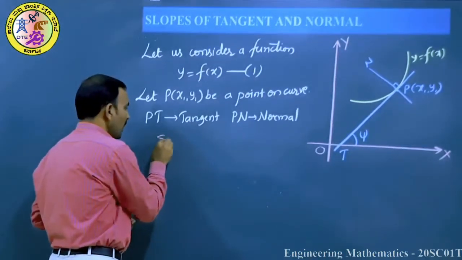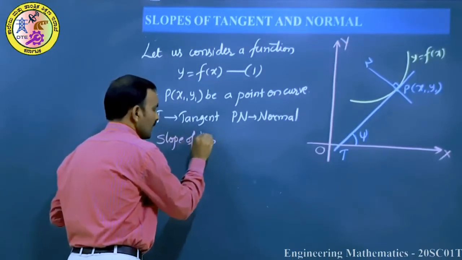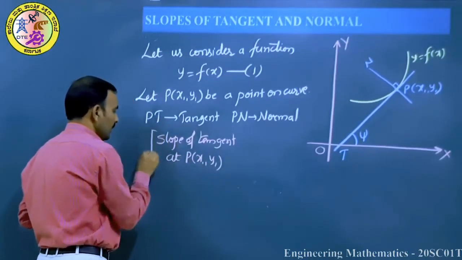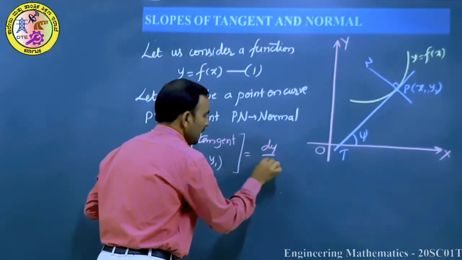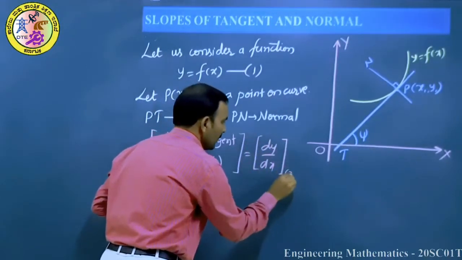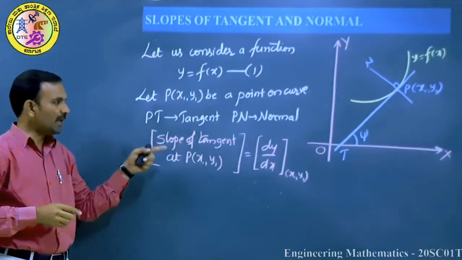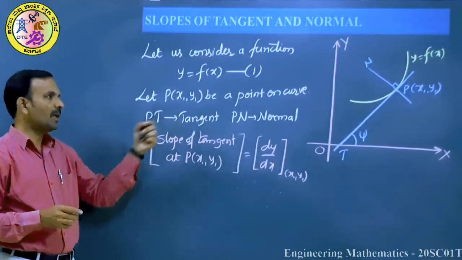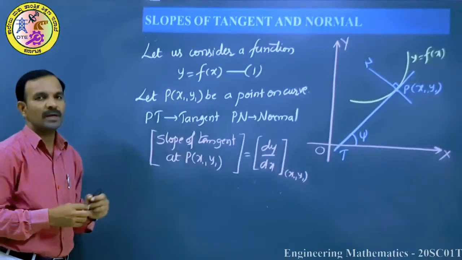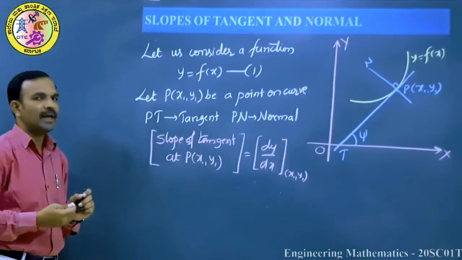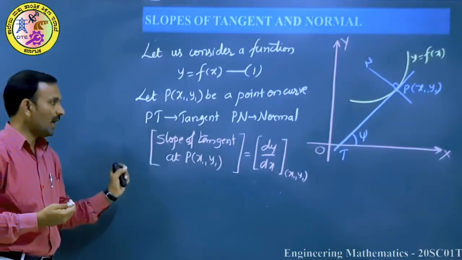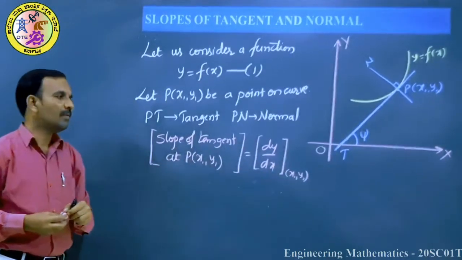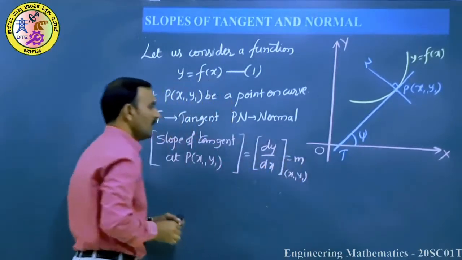The slope of tangent at P(x1, y1) is equal to dy by dx, the first order derivative at (x1, y1). Geometrically one can prove that this dy by dx at (x1, y1) is equal to the slope of tangent, that is tan psi, which is beyond the syllabus, so it is not necessary to prove this result. If you want, you can take it as additional study. But one can show that the slope of tangent at P(x1, y1) is equal to dy by dx at (x1, y1). Usually slope is denoted by m.